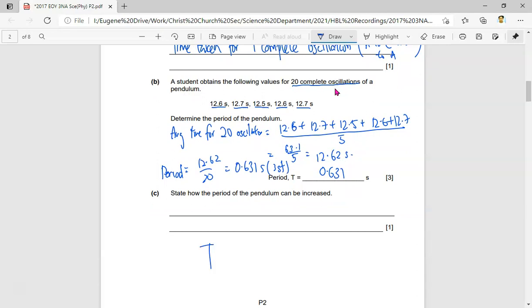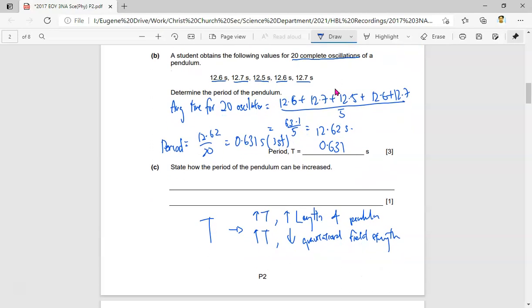Okay, so now the period of a pendulum can only be affected by two things. To increase the period, the first thing I need to do is to increase the length of the pendulum. The other way to increase the period is to decrease the gravitational field strength. So obviously you can't adjust the gravitational field strength in the lab, right? So there's no way you can do that. So therefore, the only answer for part C is to increase the length of the pendulum.